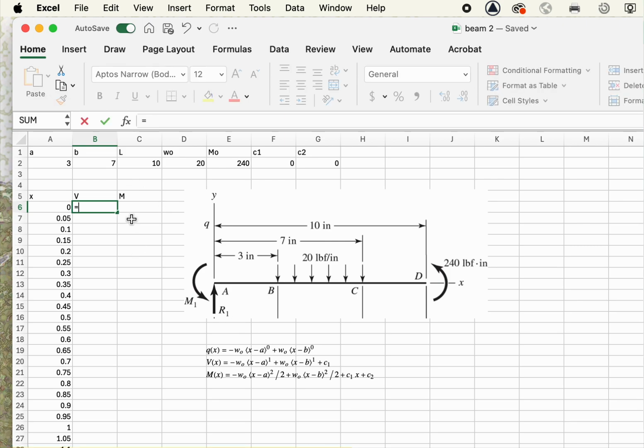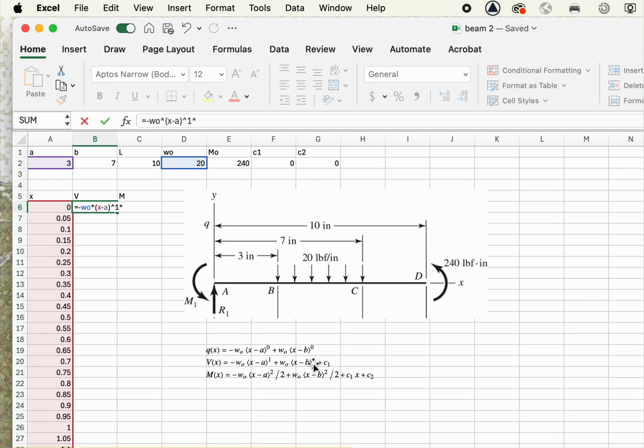So I'm going to say this is equal to minus W naught times, and then what I'll do is I will just replace the angle brackets with the normal parentheses. So this is X minus A, close paren, raised to the 1. But then we have to multiply this by the switch that turns it on at A.